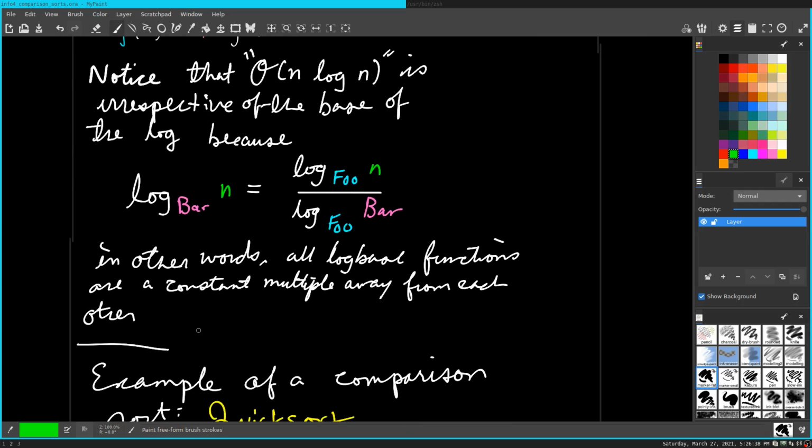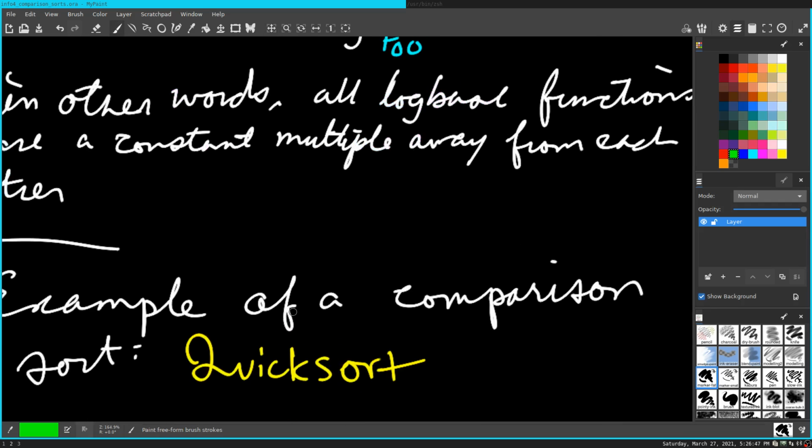In other words, all log-based functions are a constant multiple away from each other. Alright, and maybe I should have led with this, but it didn't really fit into the beginning of the video. I wanted to get straight into the reasoning. But I should show an example of a comparison sort if you're completely lost. So the example I'm going to use is quicksort, because, well, everybody likes quicksort.